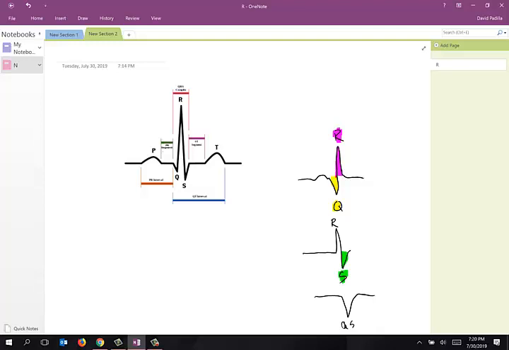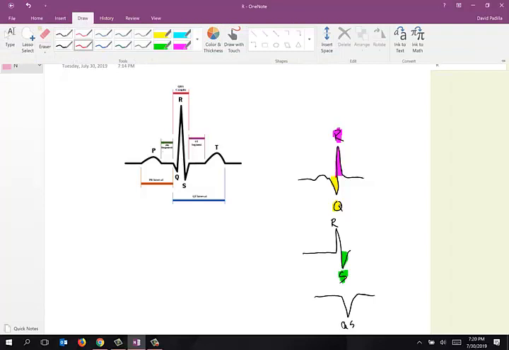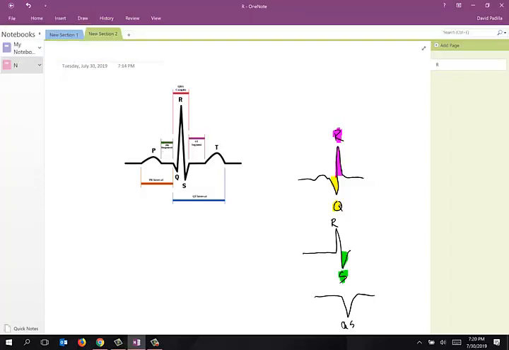So understanding that is really going to become important to us when we look at ST changes specific to MIs. If we continue down our complex here, the next section that I really want to focus on is what we would call J point. So J point is this area right here that the arrow is pointing at. All right, so this little area right here is J point.